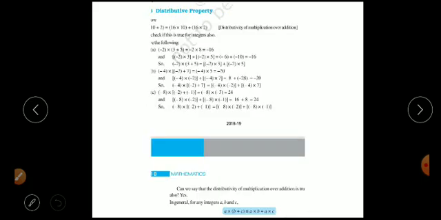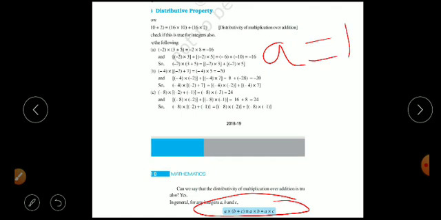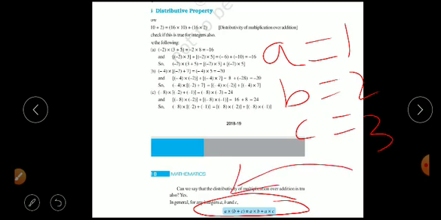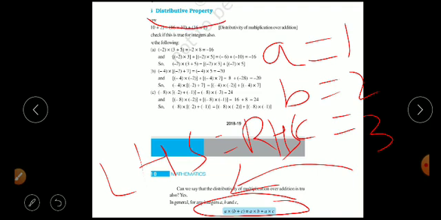Now distributive property. Here you see the distributive property. Take a equal to some number 1, b equal to some number 2, c equal to some number 3. Now put in this property, you will get left hand side equal to right hand side. So this is our distributive property.